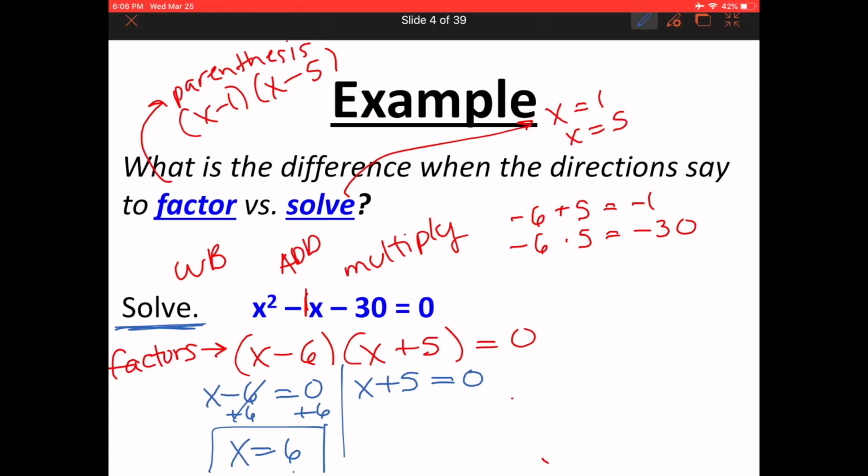And then I subtract 5 over here, and I get x equals -5. Alrighty. So there we go. You see how now we have our solutions, right? These boxed answers are going to be the solutions when we are asked to solve. Okay, the red x minus 6, x plus 5 in parentheses, those would be the factors.